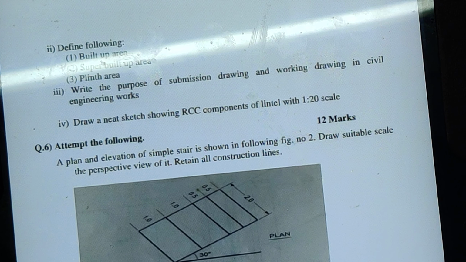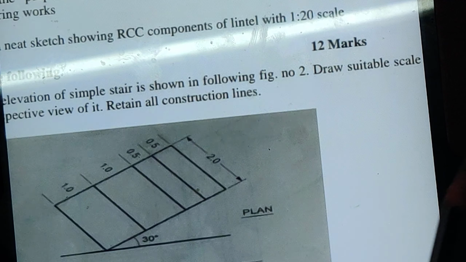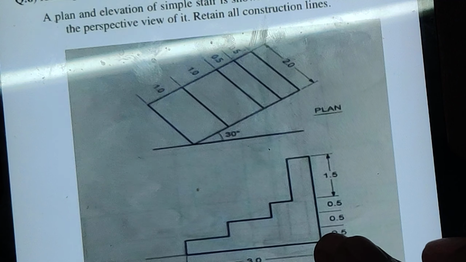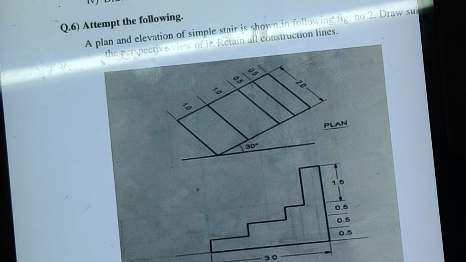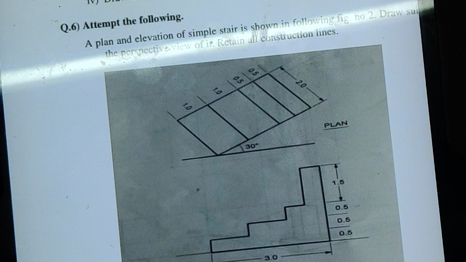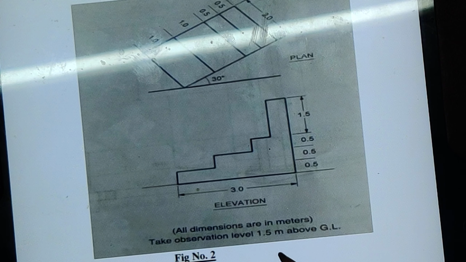That means the construction lines which we draw while making it, we should not erase those lines. So as you can see this object, see the dimensions are here. They have given one note, all dimensions are in meters. Take observation level 1.5 meter above the ground level.